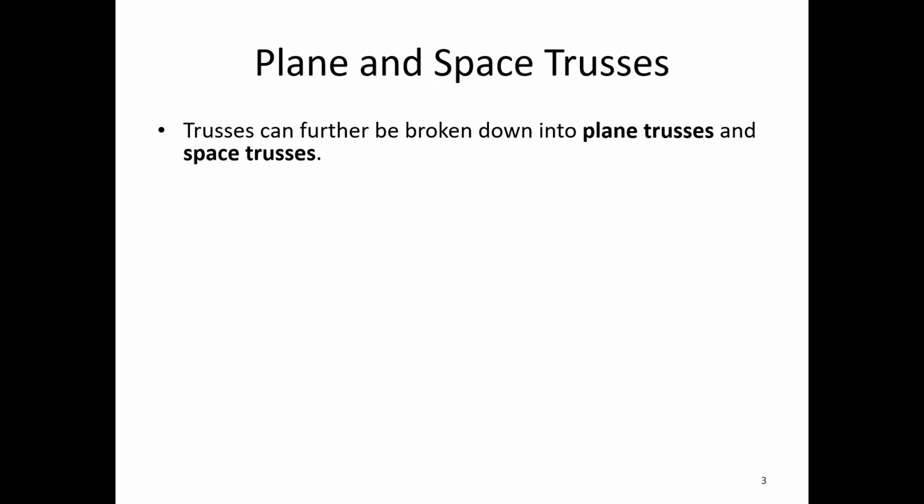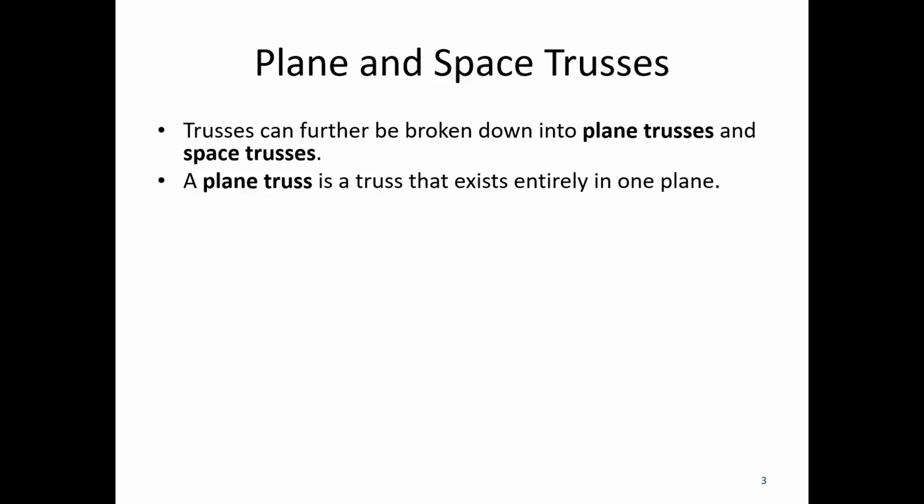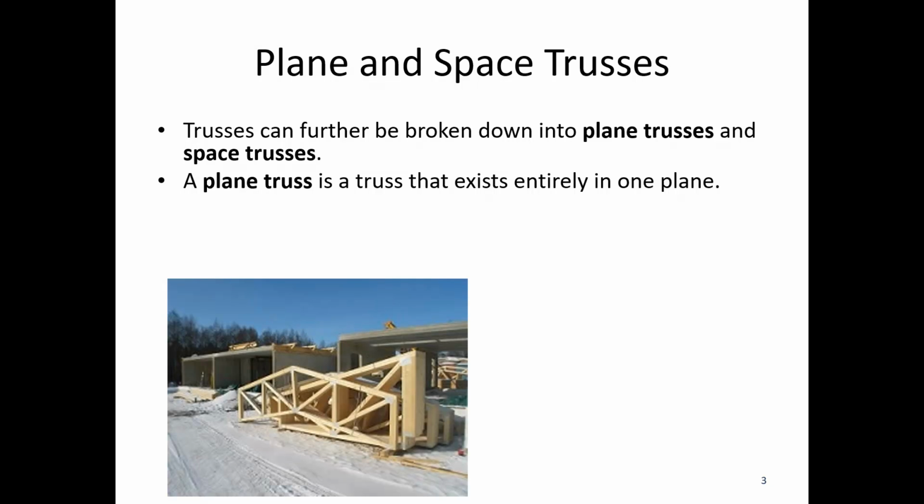Trusses can further be broken down into plane trusses and space trusses. A plane truss is a truss that exists entirely in one plane, and this is essentially just a 2D truss. Here are some plane trusses that are used for roofs. We've got a whole stack of them in there. And this means we're going to analyze these trusses as 2D systems.